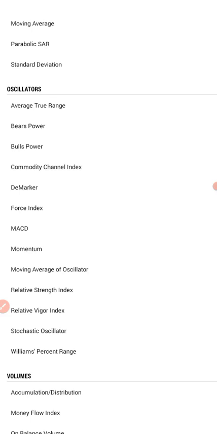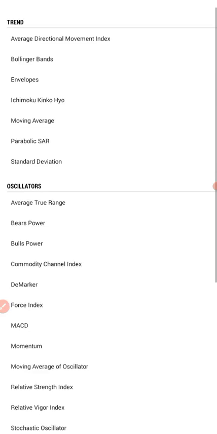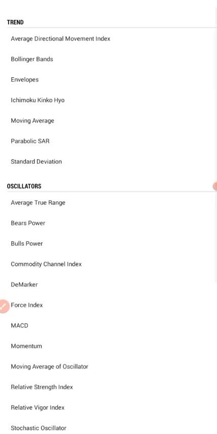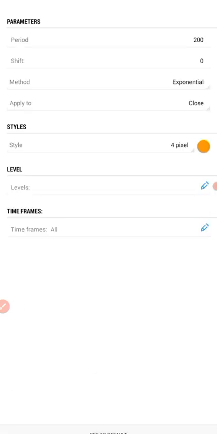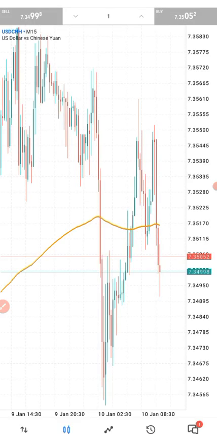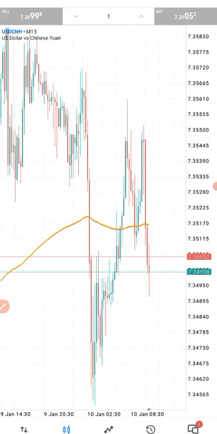So quickly now, let's start with the moving average, which is the trend indicator. How do you add it? Let me first of all delete this. You click on this plus sign, go to your moving average, and then there is a period here. You select the period you want, you select the method, apply, and the style. So you click it. This is how it looks like. This is the moving average 200. Are you seeing it?